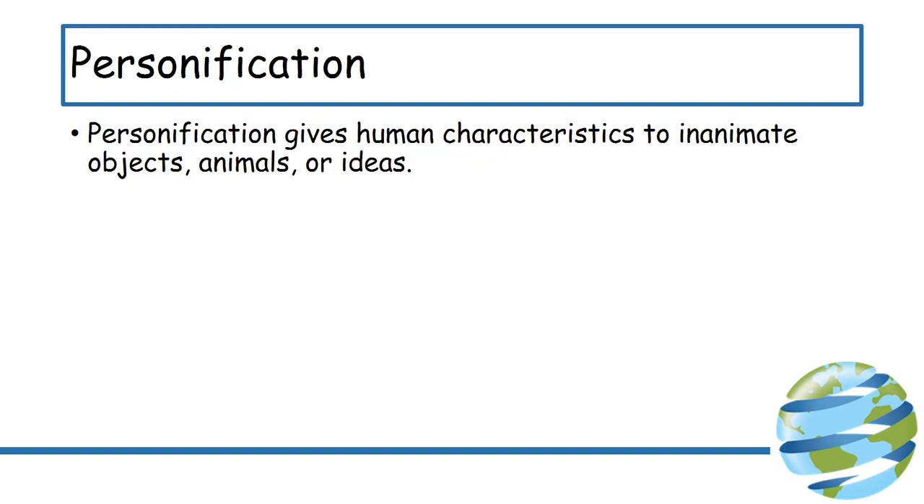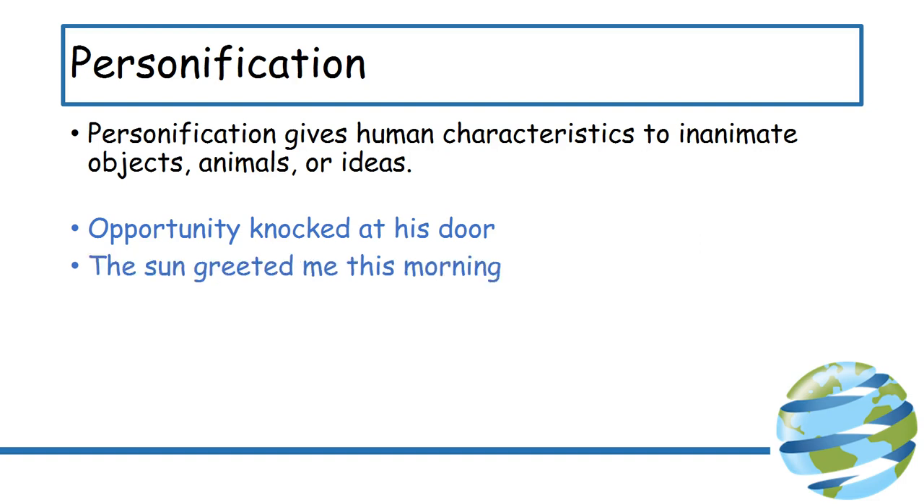Personification is another example of figurative language. Personification gives human characteristics to inanimate objects, animals, or ideas. Opportunity knocked at his door. Opportunity is an abstract noun and therefore cannot physically knock, so this is an example of personification. The sun greeted me this morning. Again, another example of giving a human characteristic to an inanimate object.